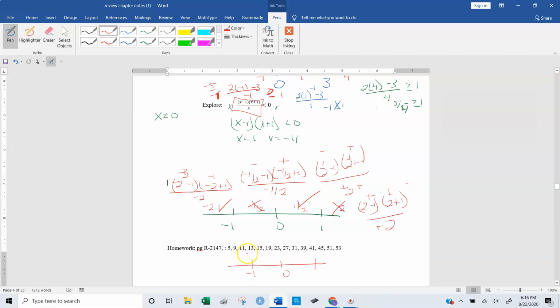It is good from -1, and everything is parentheses because there's no equal sign. And then it's good between 0 and 1.